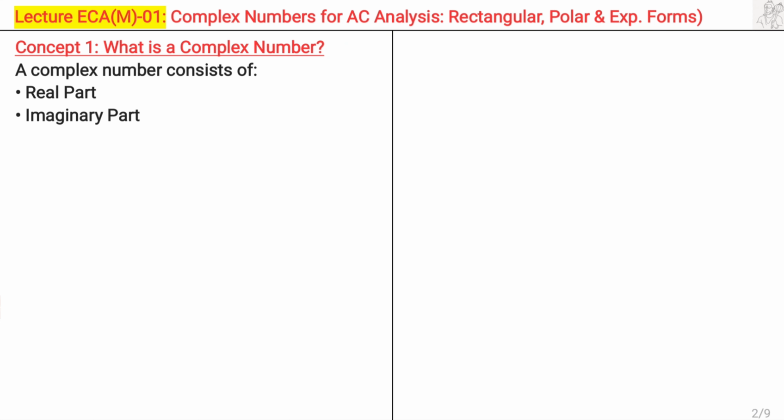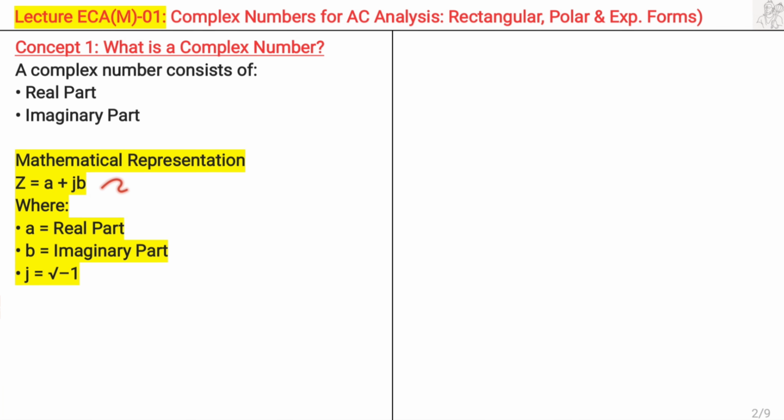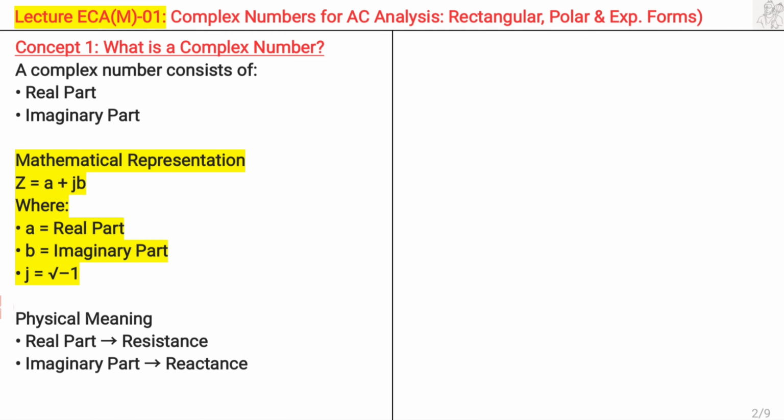A complex number is one which has a real and an imaginary part, and its mathematical representation is something like this, that is Z is equal to A plus jB, where A is the real part and B is the imaginary part, which is multiplied with j, which is equal to the square root of minus 1, to represent that it's the imaginary part. So in the electrical domain, the impedance is represented by a complex number where the real part is resistance and the imaginary part is reactance.